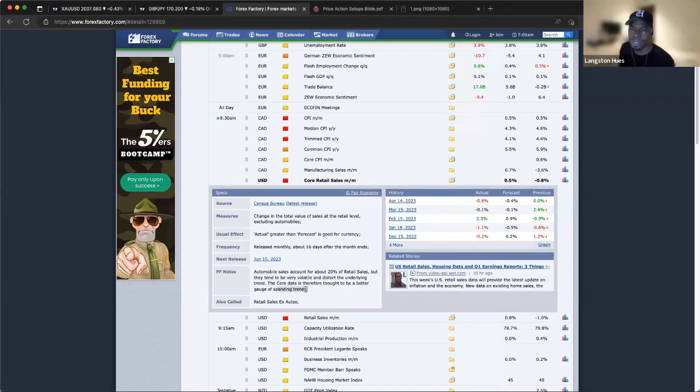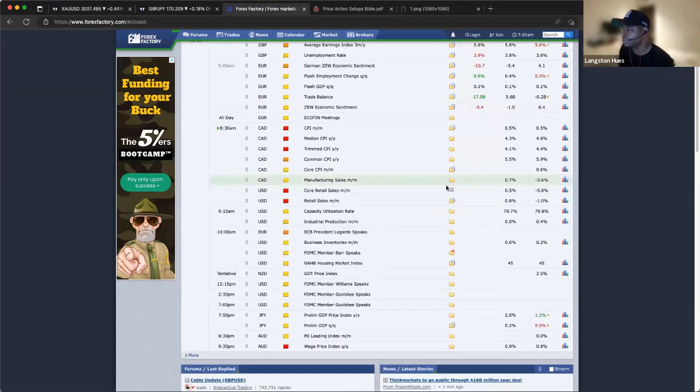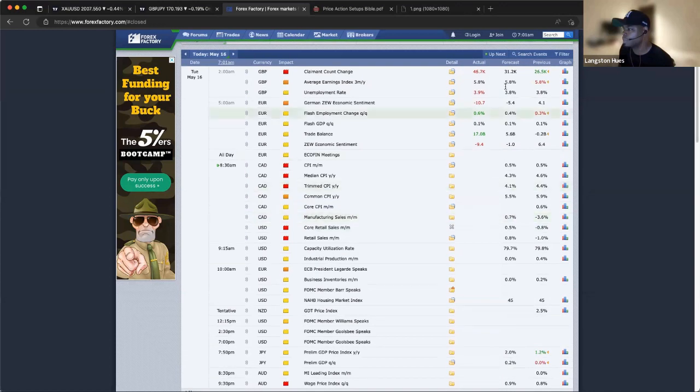So without automobile sales, right? Actual greater than forecast is good for currency. So the forecast here is this middle column. You came down here, right? The forecast is 0.5%. The previous was negative 0.8%. So it seems like a huge forecast.